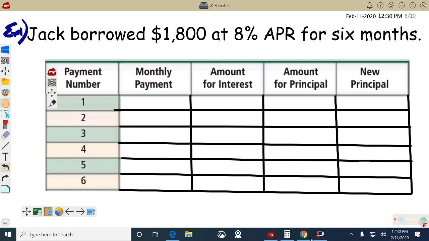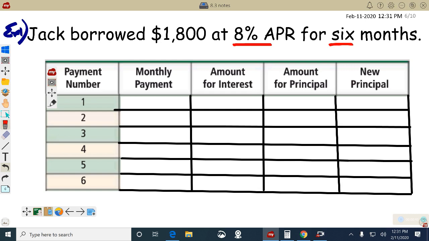So for this loan, Jack's going to pay off $1,800 in 6 months. Okay, so Jack's not going to put a down payment. He's just going to straight up borrow $1,800 from the bank, and he's going to pay it off in 6 months. Okay? And here's the annual percentage rate. So it's going to take 6 months.